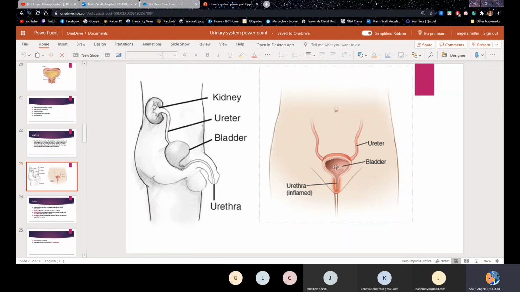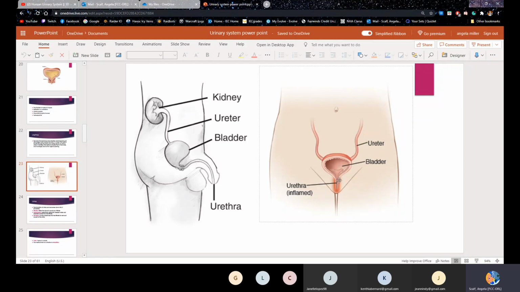Okay. So when a woman gets a urinary tract infection, or any kind of infection or bacteria, which could be sexually transmitted, usually one of the first signs that she's going to feel is inflammation and discomfort in the urethra, because that's the first portion.